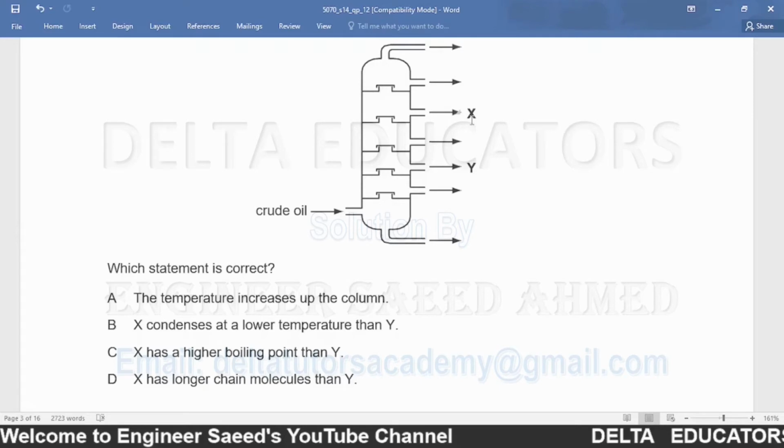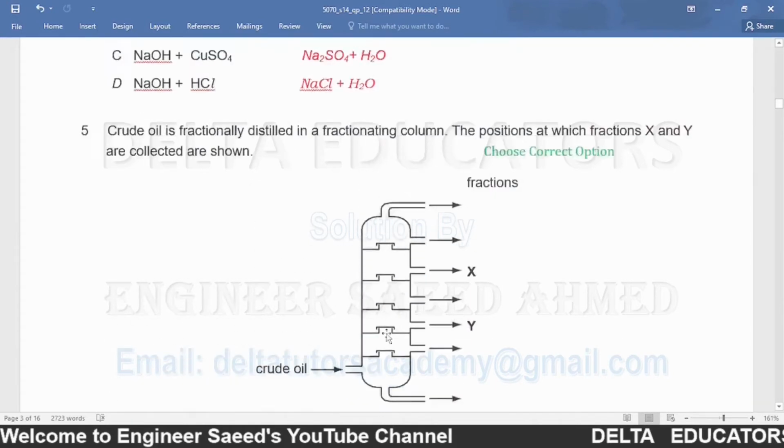Option D, X has longer chain molecules than Y. This one is also incorrect, because Y we are collecting at the bottom, X we are collecting at the top. So Y will have greater molecular mass, X will have lesser molecular mass. Since Y has greater molecular mass, definitely it will have more carbon atoms and X will have fewer carbon atoms. So Y will have longer chains of carbon atoms and X will have shorter chains. So D is also incorrect. Correct option, option B, X condenses at lower temperature than Y.